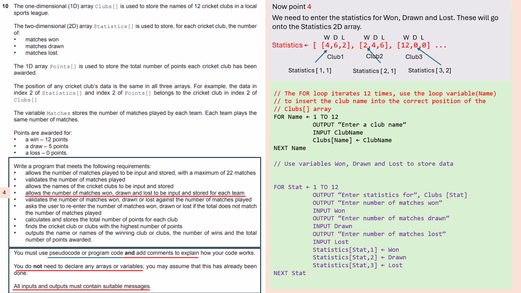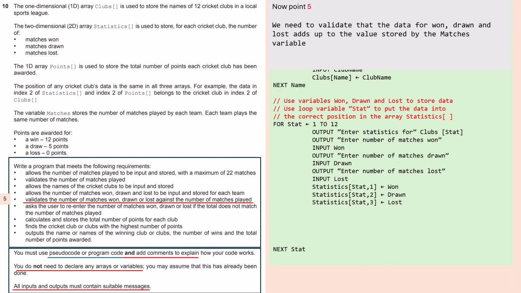Okay, so let's add some comments. Use the variables won, drawn and lost to store data. Use the loop variable stat to put the data into the correct position in the array statistics. Okay, that's that one done. Let's move on to point number 5.